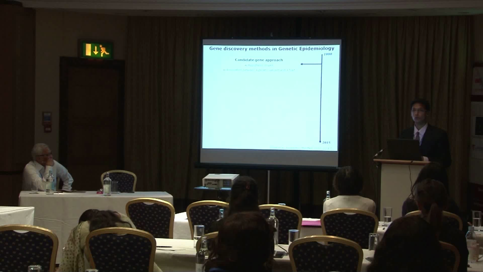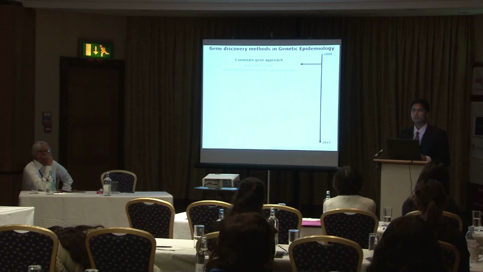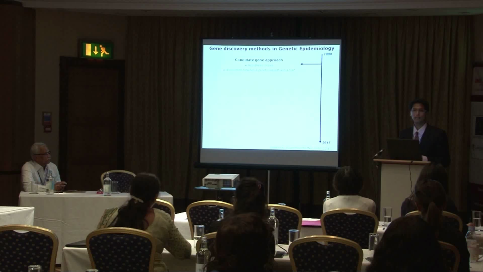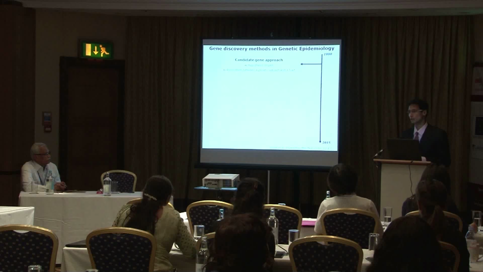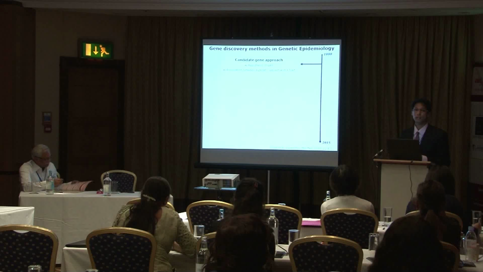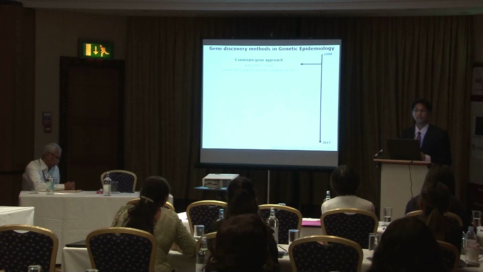However, this approach was not very successful, for two main reasons. One is that most of the studies were very small, and hence they did not have sufficient power to detect the small effect sizes of the genetic variants. And secondly, most of the studies were unable to replicate previous findings, which means that most of the candidate gene studies resulted in false positive findings.